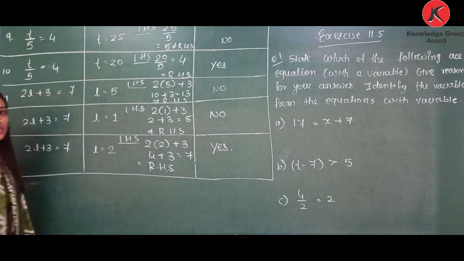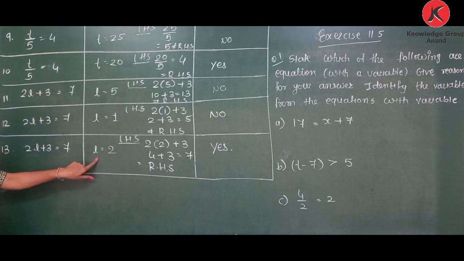So this way you can check whether the number given, or you can say the value given of the variable, is a solution of the equation or not. How? You need to place the value of the variable inside the left hand side and you can check whether it is equal to right hand side. If it is true, then it is a solution of the equation.